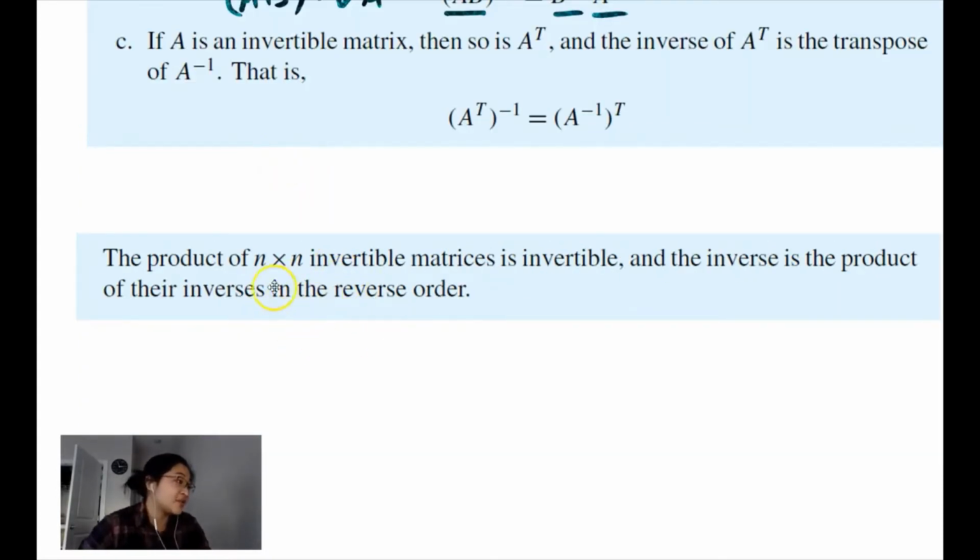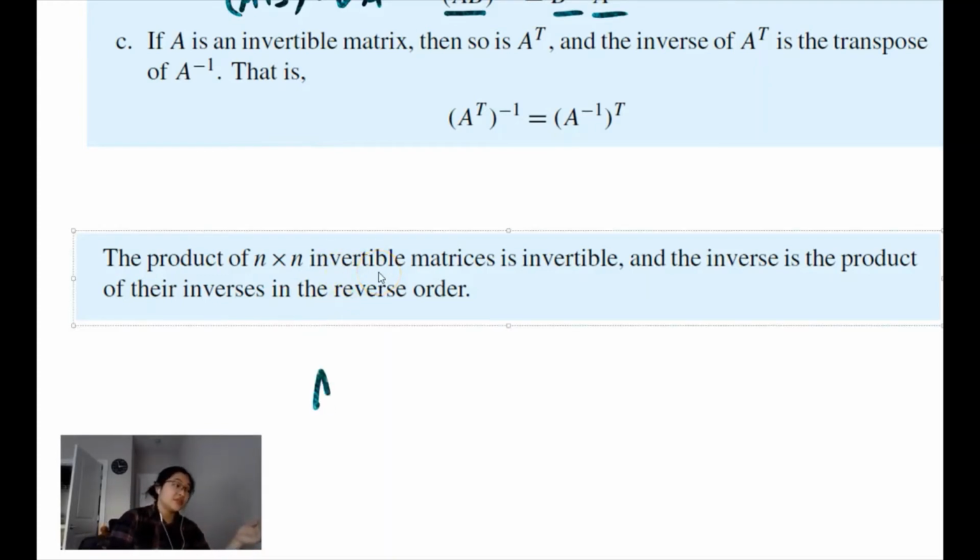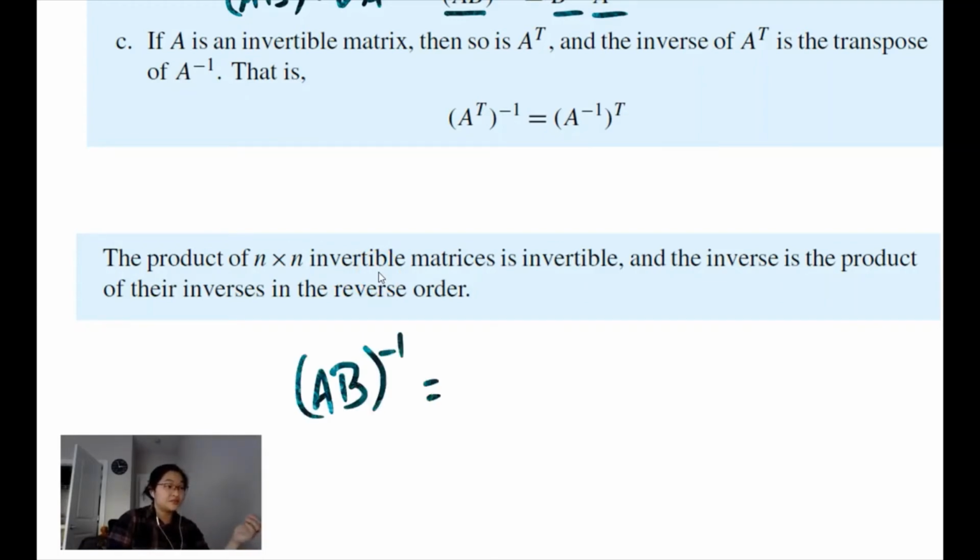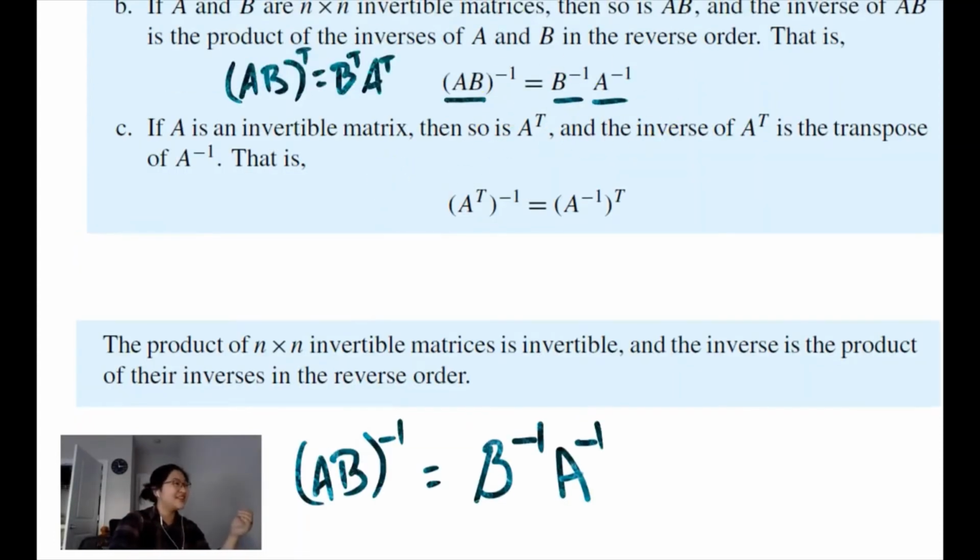We have the product of n by n matrices is invertible if those two matrices are invertible. So like A and B, that product is invertible, and the inverse is their inverses in reverse order, like that, which we had up there.